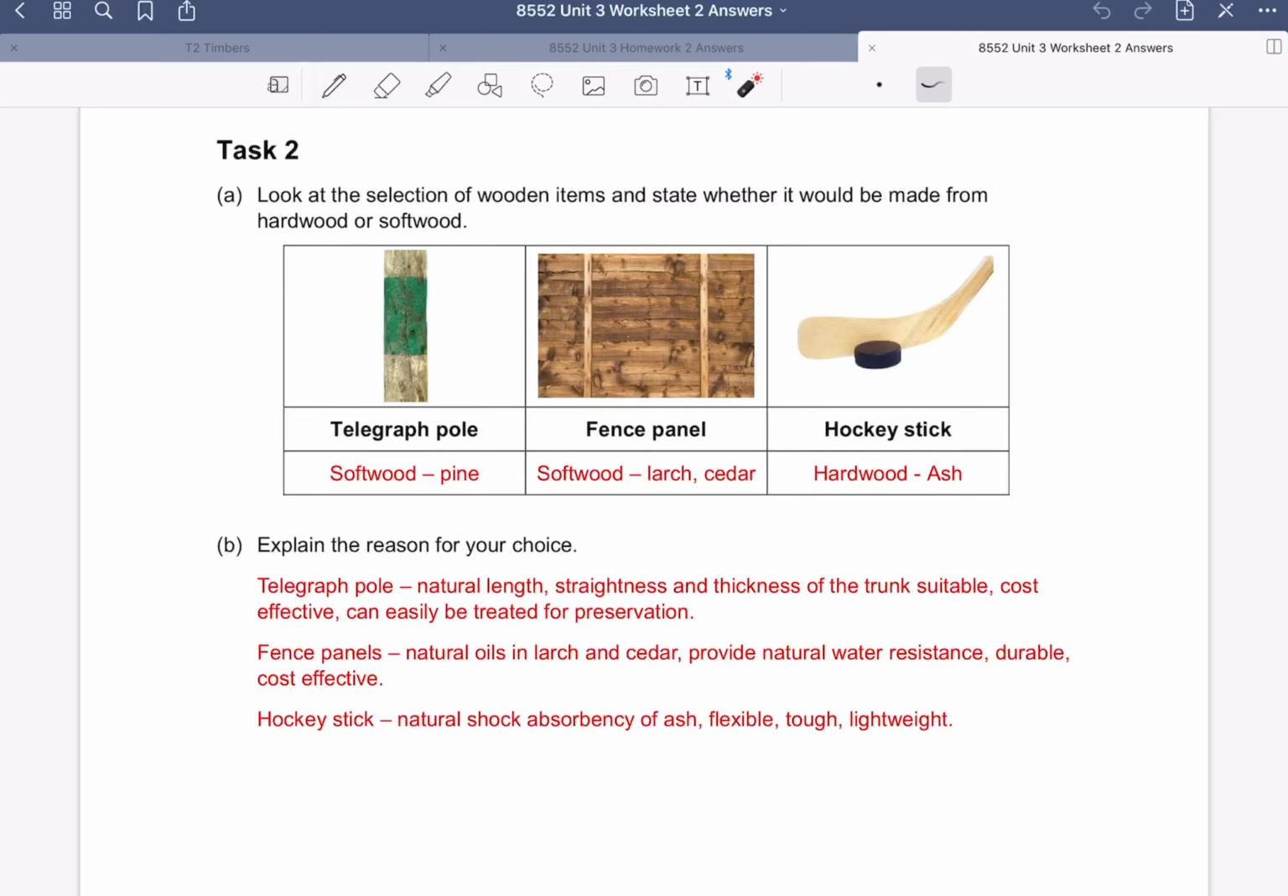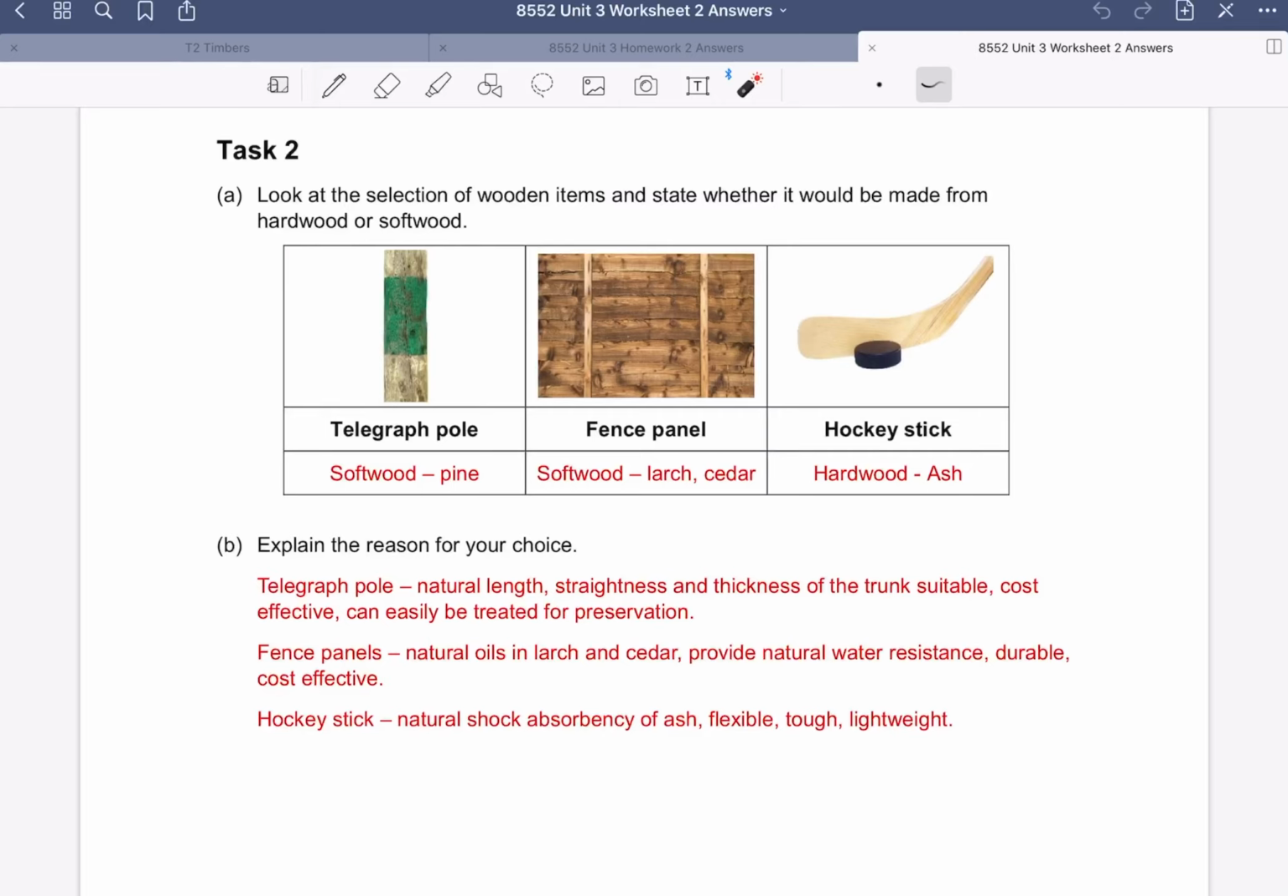Well, the telegraph pole. Think about softwood materials such as pine. Pine trees grow very tall, very quickly. There'd be no point using any sort of hardwood material for making a telegraph pole because it'd be an awful waste, when we can use something simple, something relatively cheap, and we can make just a very straight pole out of it, such as pine.